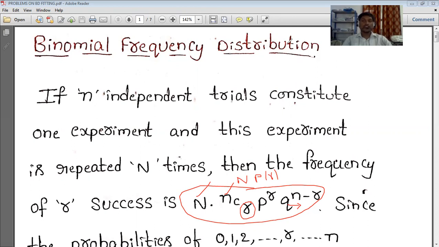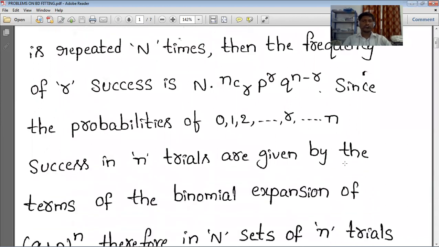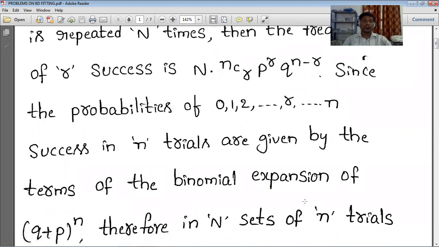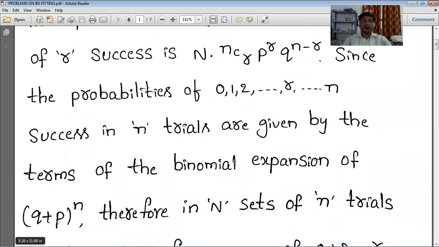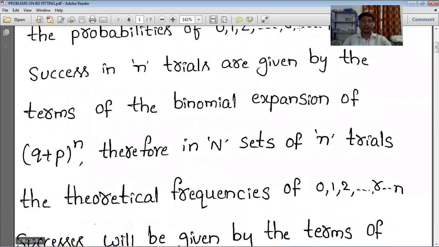Here we are saying it is a discrete distribution, so it has finite values. The probabilities of 0, 1, 2 and so on up to n successes in n trials are given by the terms of the binomial expansion of (q plus p) whole power n. This is not a new one, we already know it. Here it is total successes, so we say (q plus p) whole power n.